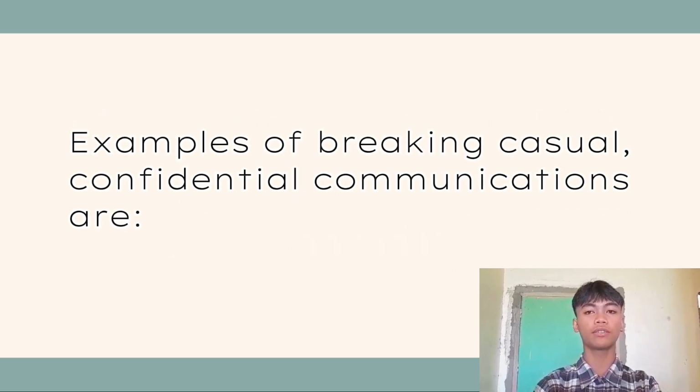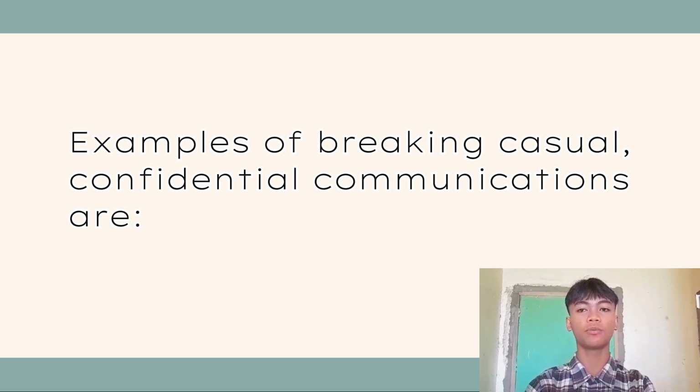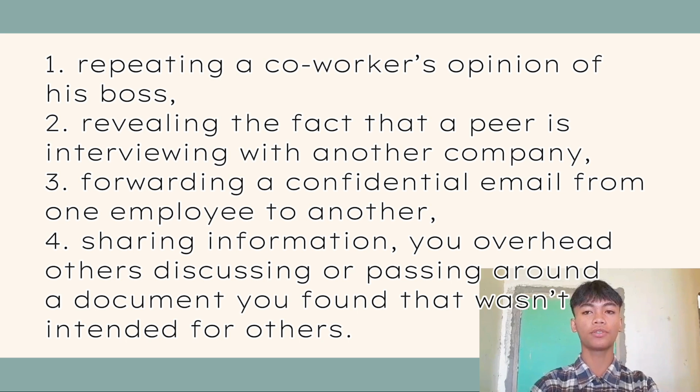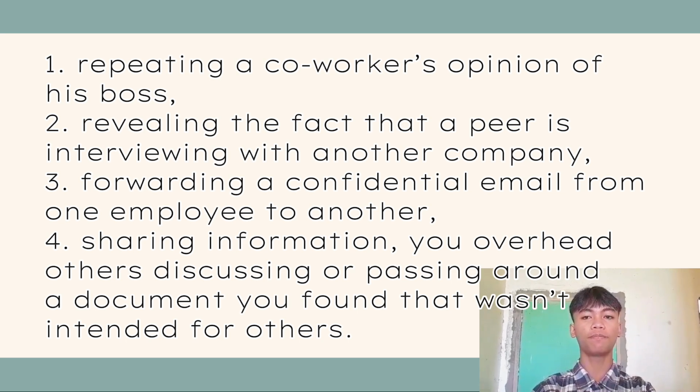Examples of breaking casual confidential communications are: number 1, repeating a co-worker's opinion of his boss. Number 2, revealing the fact that a peer is interviewing with another company. Number 3, forwarding a confidential email from one employee to another. Sharing information you overheard others discussing or passing around documents you found that were intended for others.